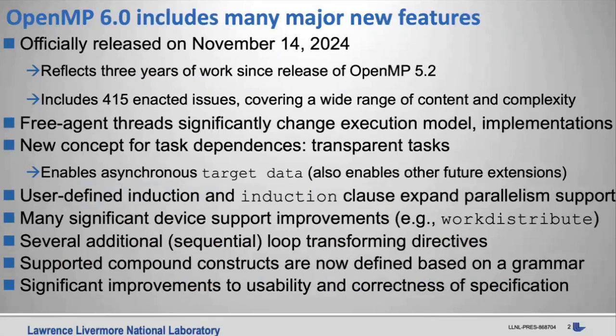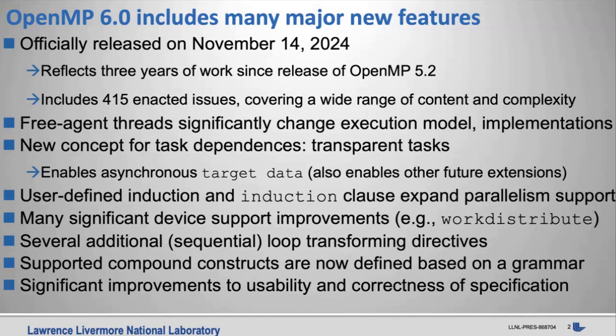So OpenMP 6.0 includes many major new features, as a major release should. It was officially released just last week on November 14th. It reflects roughly 3 years of work since the release of OpenMP 5.2. In fact, we actually had begun working on some of the features that have been added prior to the release of 5.1, a year before the release of 5.2.